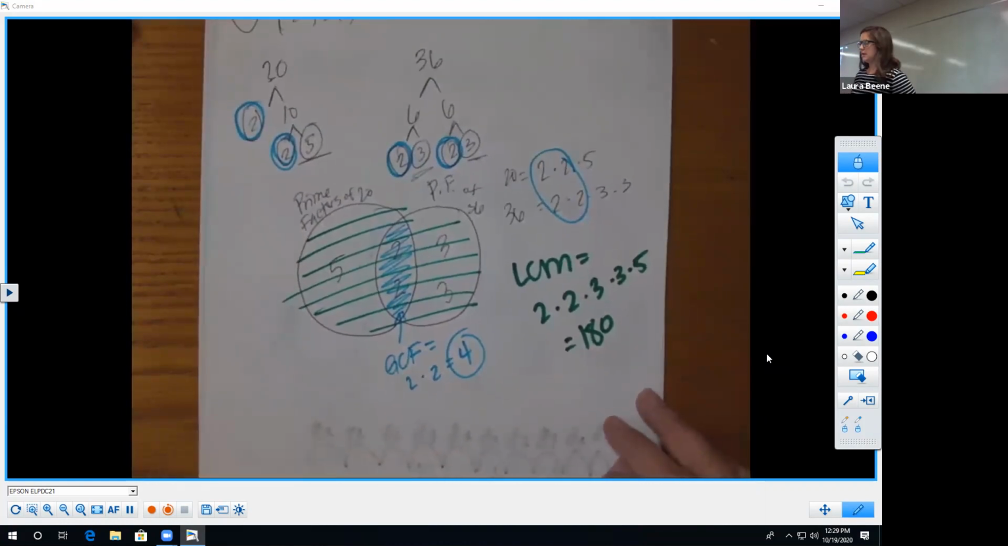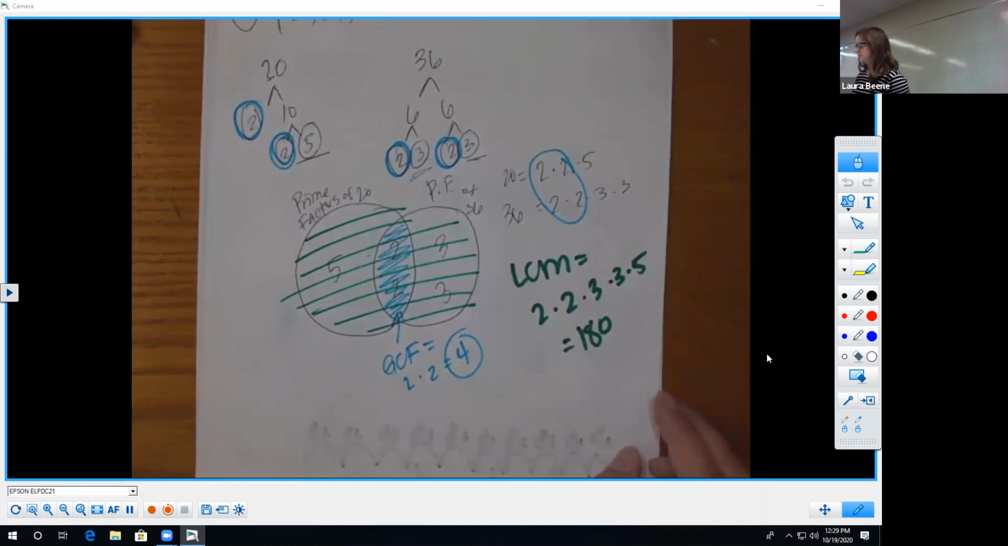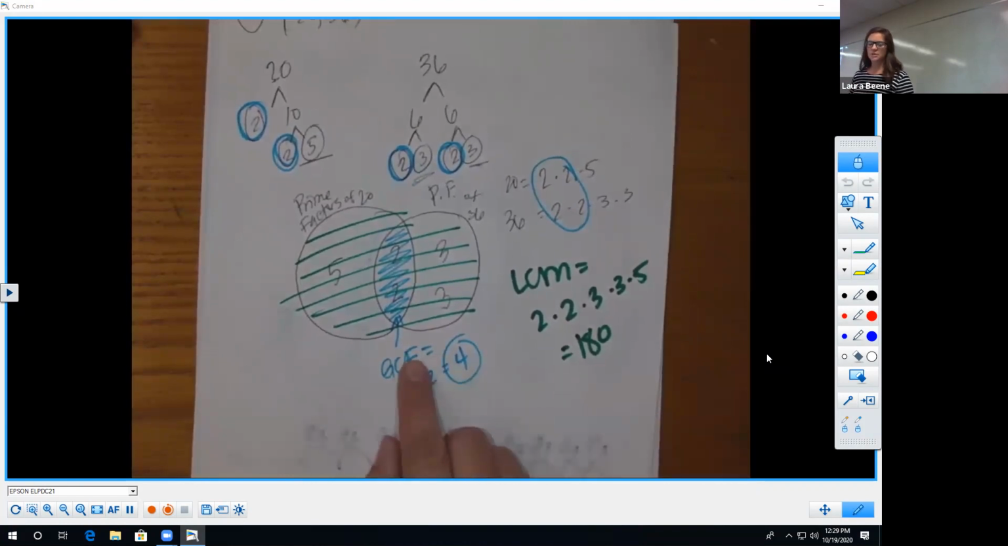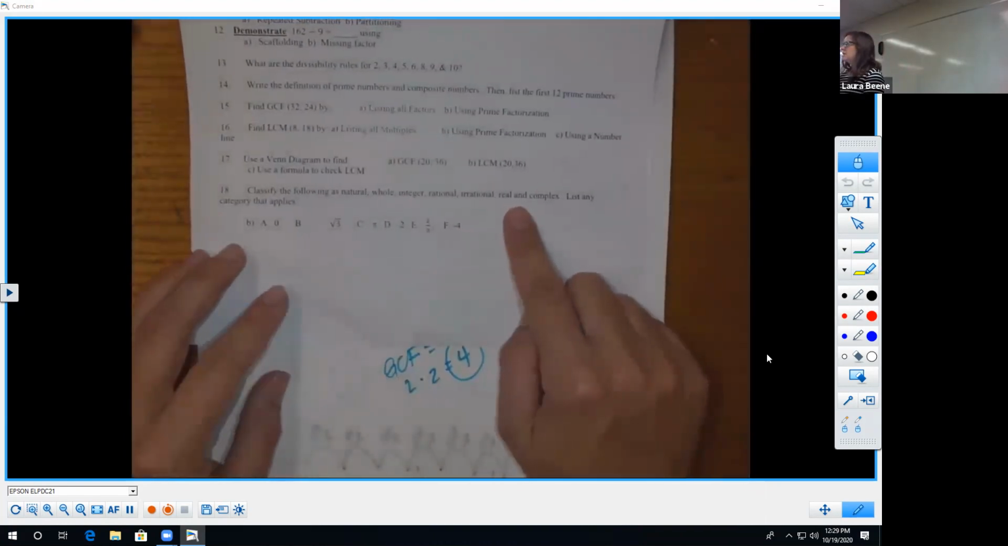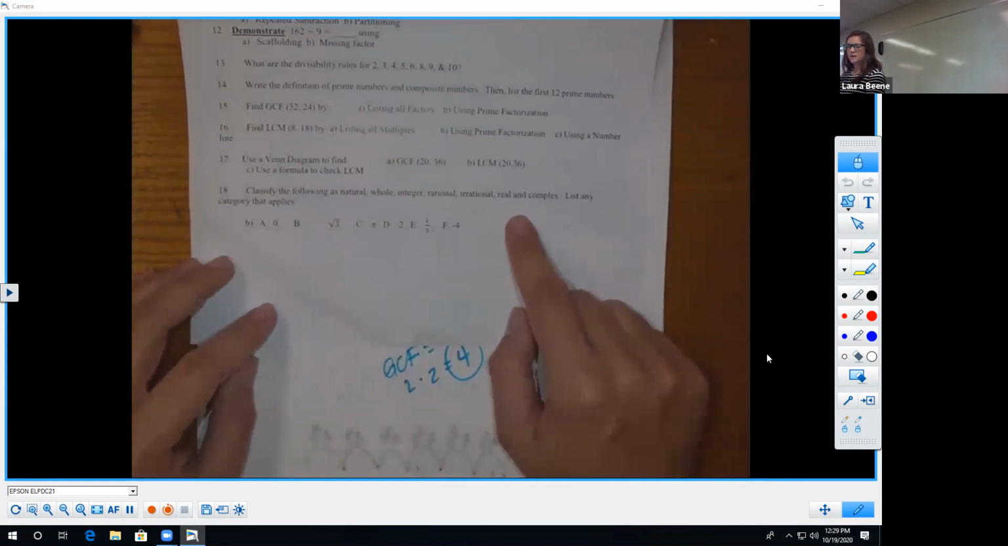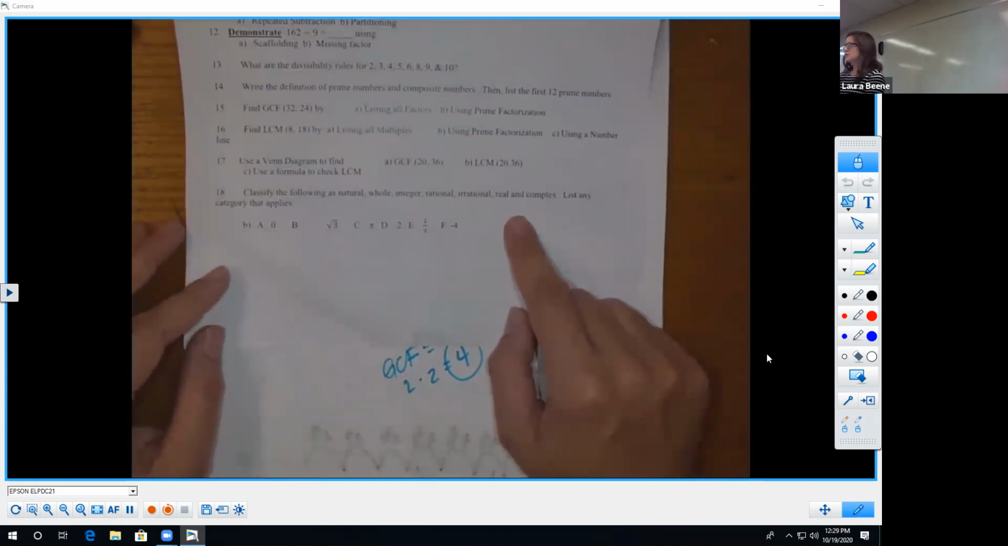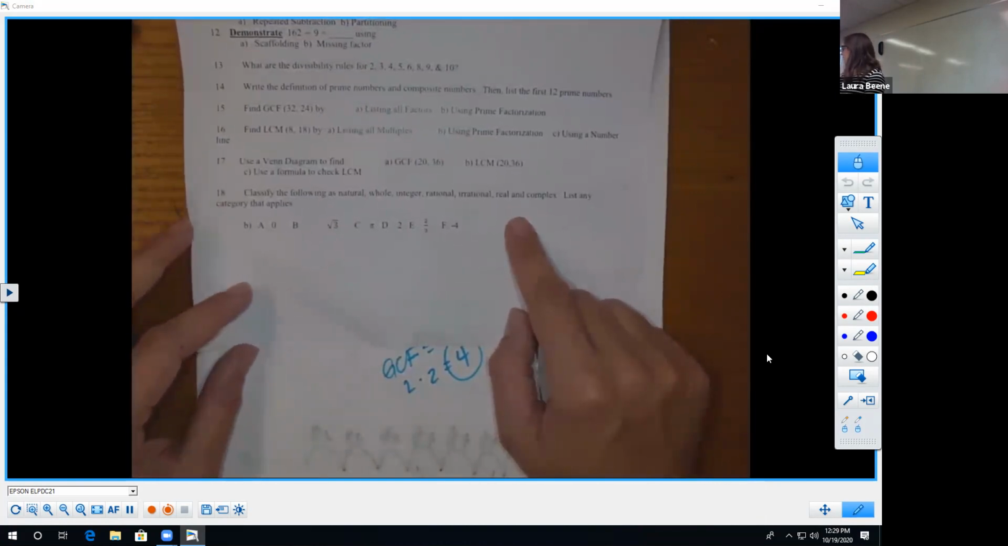Okay, so it's kind of similar to the problems you've done already. We're just putting them in a Venn diagram to see where those things are located. For number 18, this is the day that we did all the different types of numbers. Okay, so they're listed in order here. Didn't we do the Venn diagram in the video of this?